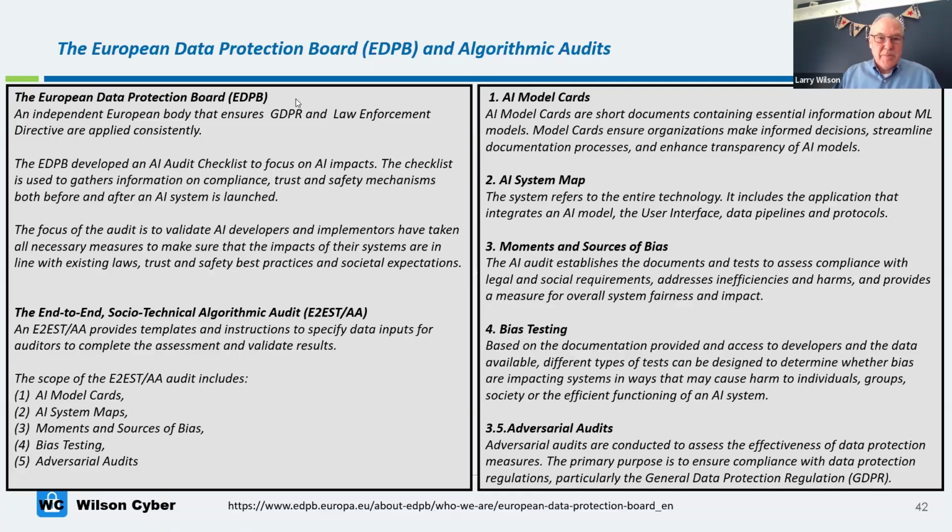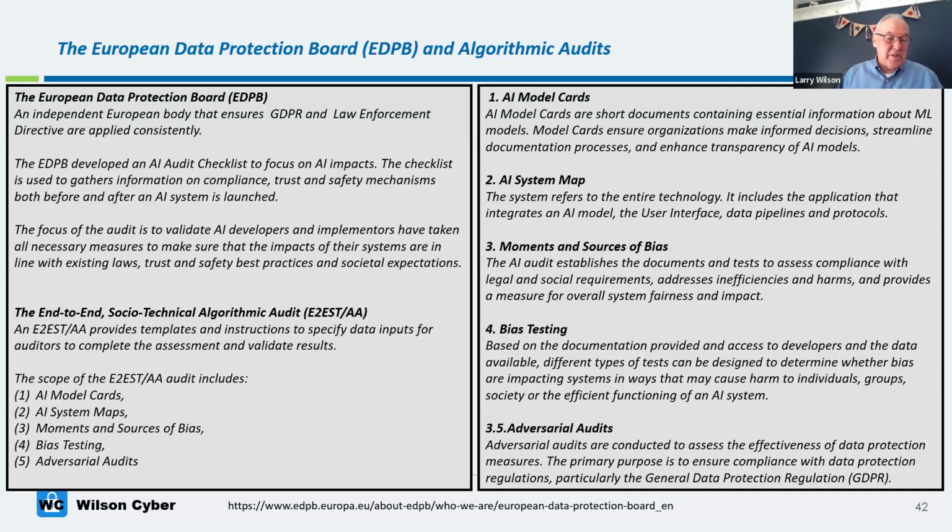The European Data Protection Board is responsible for auditing GDPR and other regulations, and in this case, AI. They developed an AI audit checklist that focuses on the EU AI Act. It's called the End-to-End Socio-Technical Algorithmic Audit, or E2EST/AA. It provides a template, and you can go to the website from this link and download the template, as well as instructions to specify data inputs for auditors to complete. So they really detail how auditors are going to be completing their assessments based on the EU AI Act.